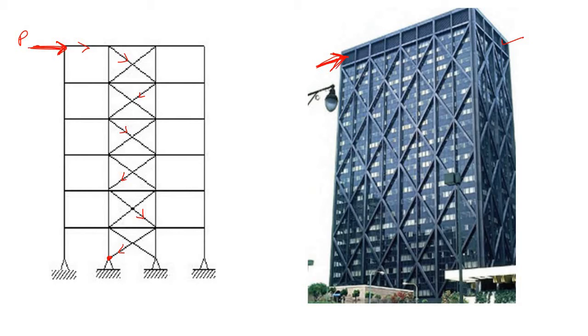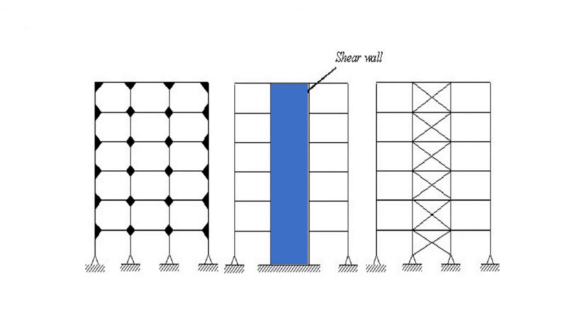And the third type of structure or component of a structure which can carry this lateral load is, yes, we have a third option, that is the shear wall. So in this video I will talk in detail about what a shear wall is, why it is used, and how it can cater to your lateral load.